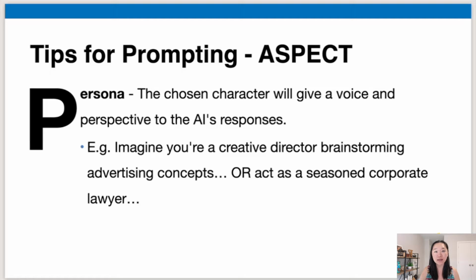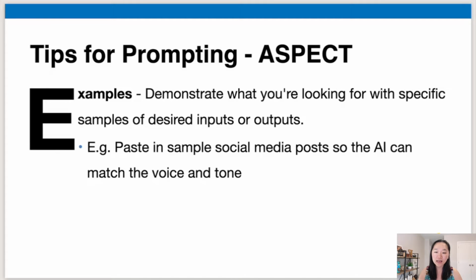Or you could say something like, imagine you are a seasoned lawyer. I want you to write using legal jargon. Or you can say, I want you to be a creative advertising executive. So the role or the persona you want AI to take will really dictate the tone of voice that you're going to get back. And if you don't specify the role or the persona, you're going to get text that sounds a little robotic back.